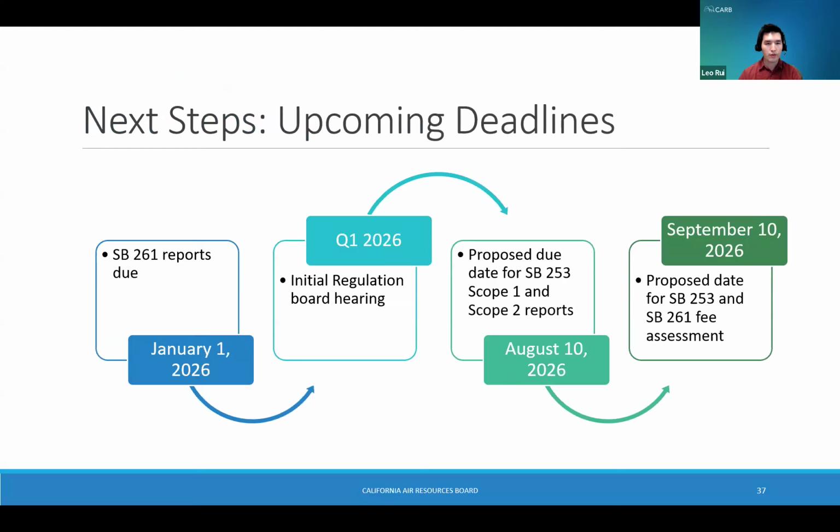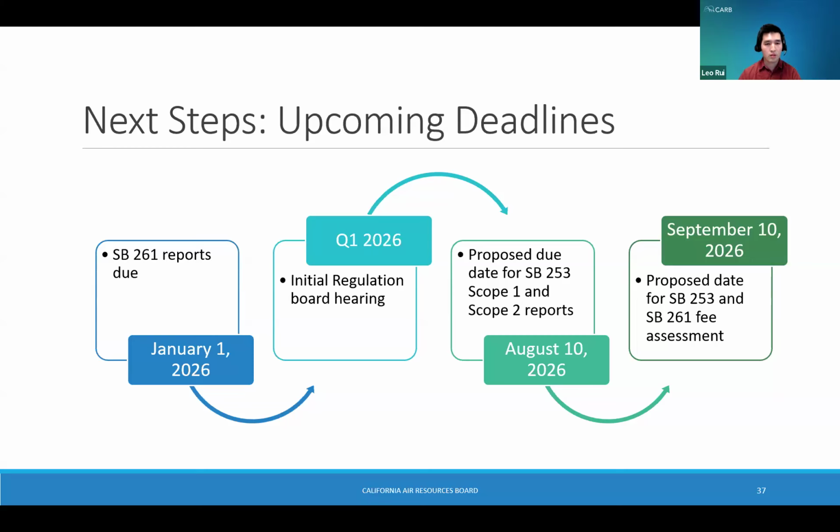As we just discussed, by January 1st, covered entities must make available to the public on their own website a copy of the first SB 261 report. CARB will open a public docket to collect website links starting December 1st, 2025. In Q1 of 2026, staff will present the initial regulation to the CARB board for consideration. Staff plans to propose to the board as part of the initial regulation that on August 10th, the proposed 2026 SB 253 Scope 1 and Scope 2 reports will be due.